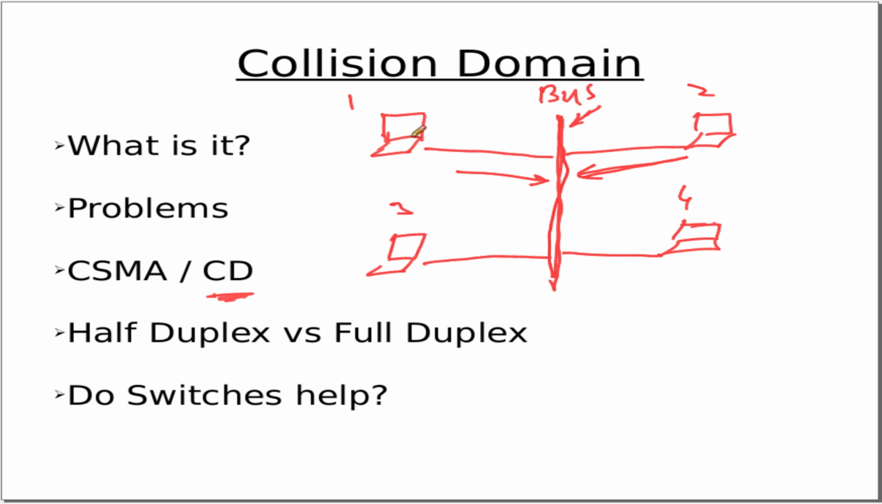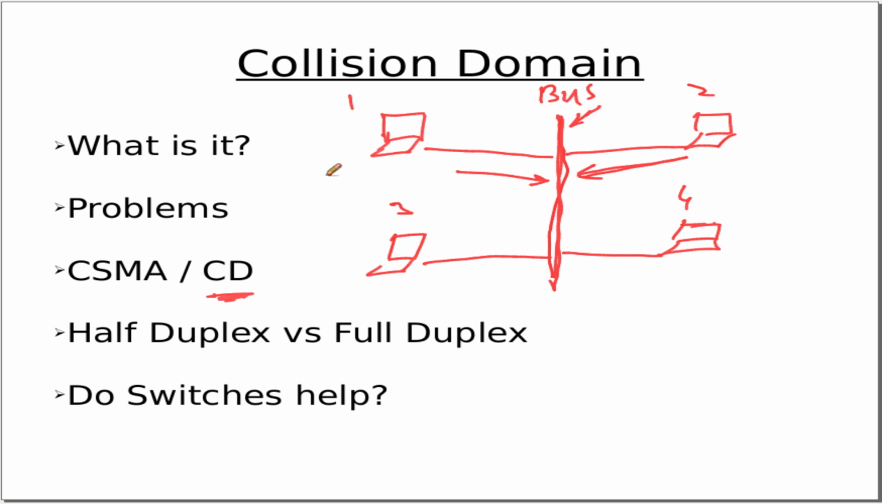They will back off for a random period of time. That time is usually in microseconds or milliseconds, and then they will again sense the medium for presence of any signal and start sending data again. If another collision occurs, they will again back off, wait for a random time, and then do the same exercise again.